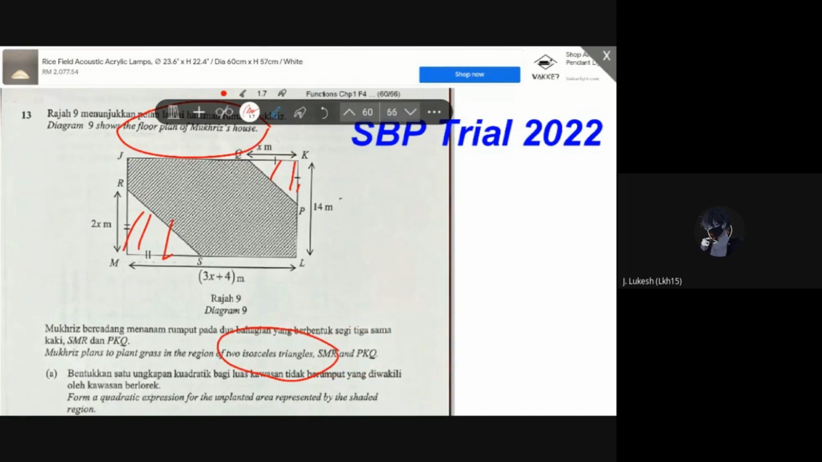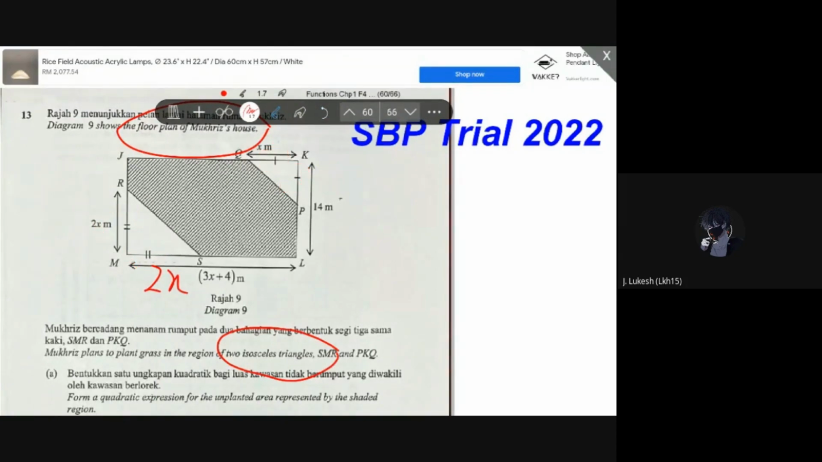Saya nak tanya sekarang. Kalau RM sama dengan 2X, MS is what? Apa jarak bagi X? What's the length of MS? Saya nak tahu kamu faham tak konsep segi tiga kaki sama. Dua X, ya, keren. So, means if QK is X meter, means KP is also X meter. Good. So, if you see this kind of symbol, make sure you write the same thing back. Kalau kamu nampak garis macam tu, means it's equal, okay?